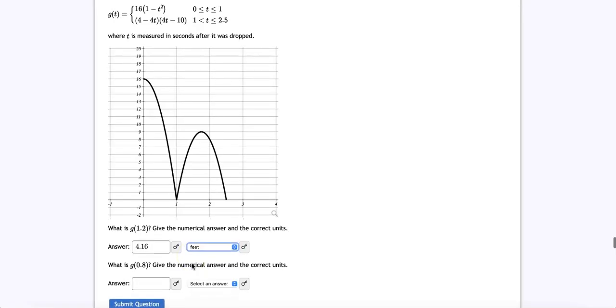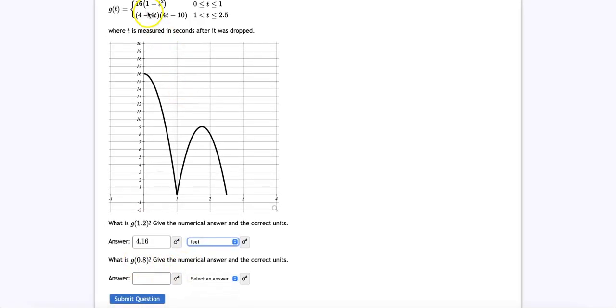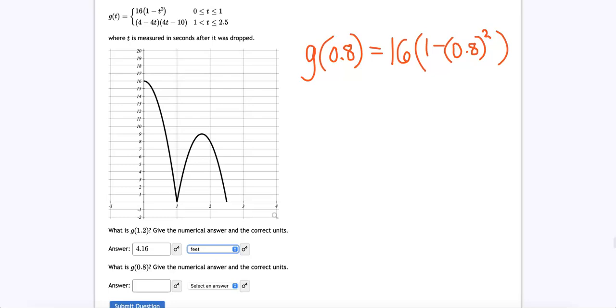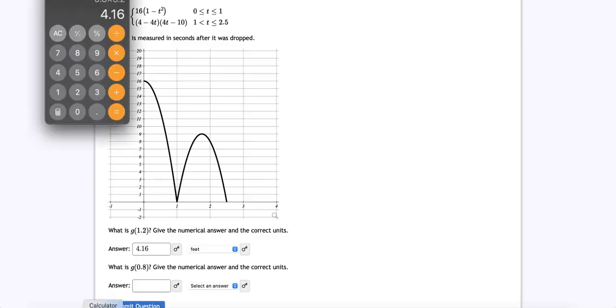For the second answer, we're going to do the same thing, but plug in 0.8. This time, 0.8 is going to go into the top part of the equation. So replacing t with 0.8, now we can simplify this further. This simplifies to 0.36, so now I need to multiply 16 times 0.36 into my calculator. And I end up with 0.576.